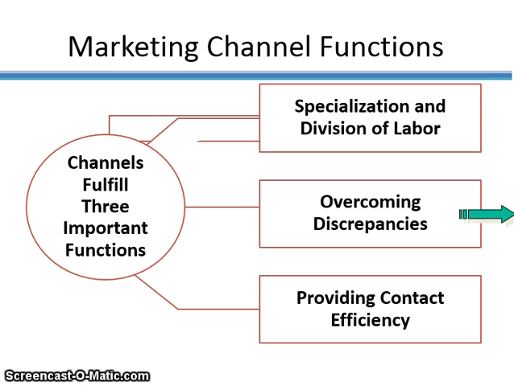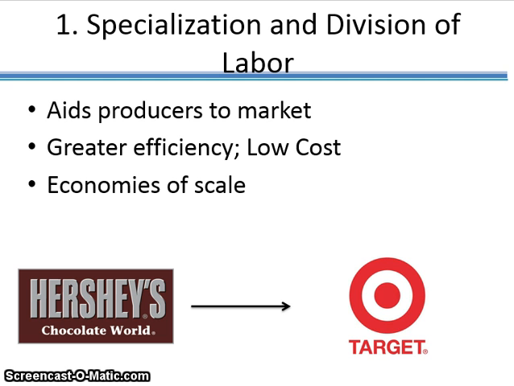Marketing channel members perform 3 very important functions for companies: specialization and division of labor, overcoming discrepancies, and providing contact efficiency. Let's examine each one. The first one is specialization and division of labor. By using a channel intermediary, the producer can get the product from its warehouse or manufacturing plant at a low cost and much greater efficiency, utilizing the economies of scale that a channel intermediary has. For example, Hershey, as you can see here, instead of directly distributing its products to each and every consumer, uses a retailer such as Target to provide economies of scale, greater efficiency, and low-cost distribution to its end consumer.